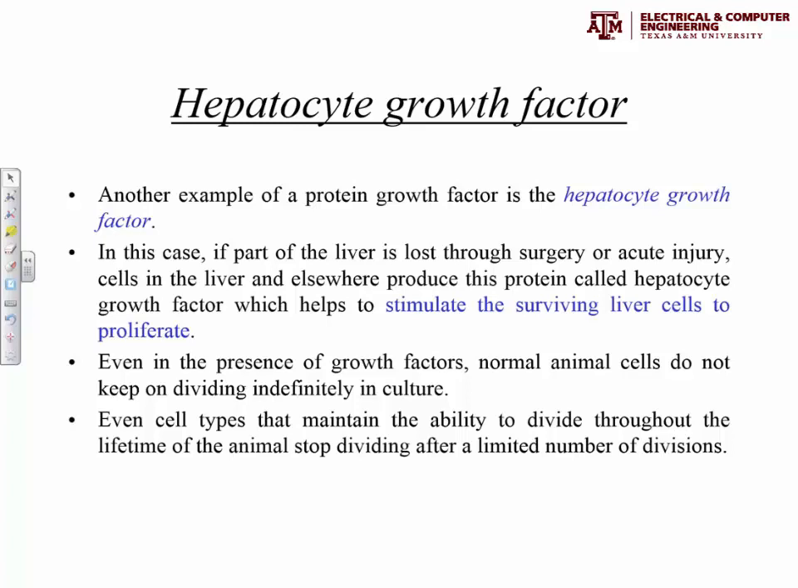Now, even in the presence of these growth factors, normal animal cells do not keep on dividing indefinitely in culture. Even cell types which maintain the ability to divide throughout the lifetime of the animal will stop dividing after a limited number of divisions. And this may have something to do with telomere shortening. Remember, we talked about centromeres, telomeres, replication origin. The telomeres are the sequences that are needed at the end of linear chromosomes so that that portion can be replicated properly. There is an enzyme called telomerase, which will add copies of that portion just to keep the chromosome long enough. But still it's supposed to shorten with each cell division.